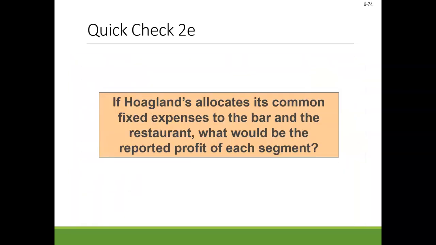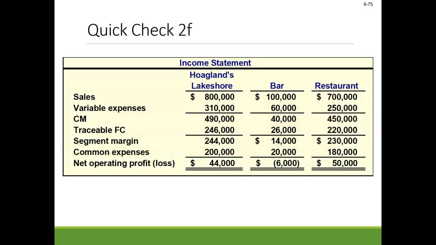If Hoagland allocates its common fixed expenses to the bar and the restaurant, what would be the reported profit of each segment? Well, look at that. The restaurant is sitting at a profit there of 50, but the bar's in the hole already. Do you see? It's not really applicable. You still need the bar. So it's showing as though this bar is not profitable, where in fact it is.